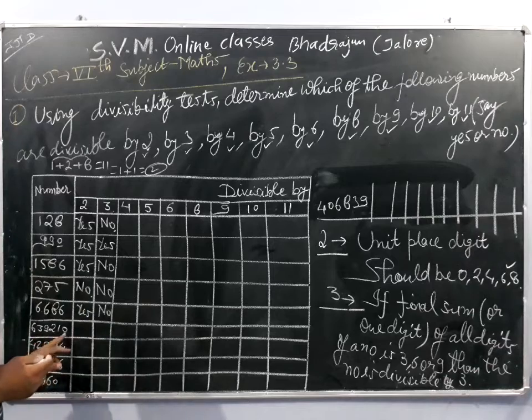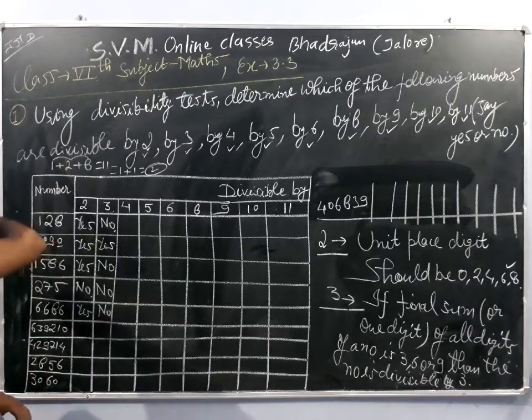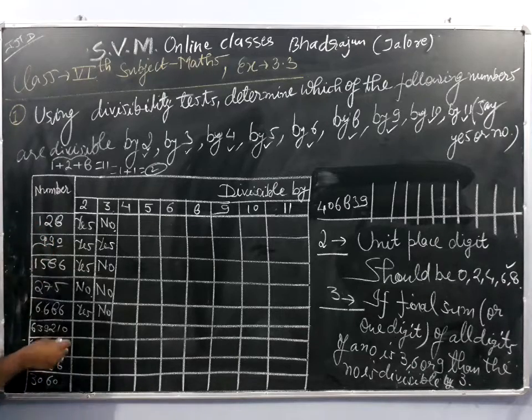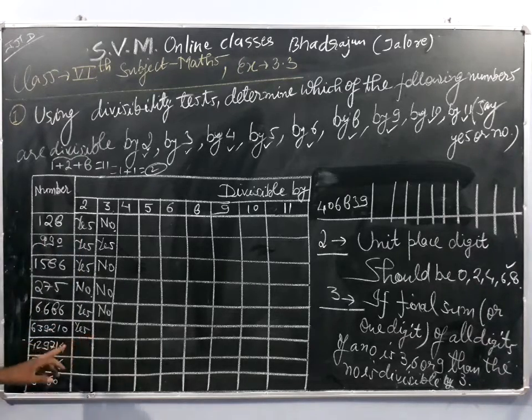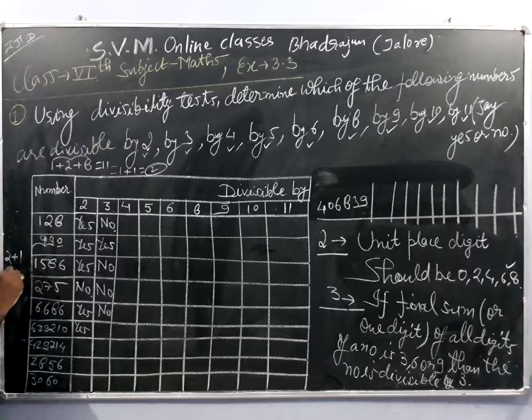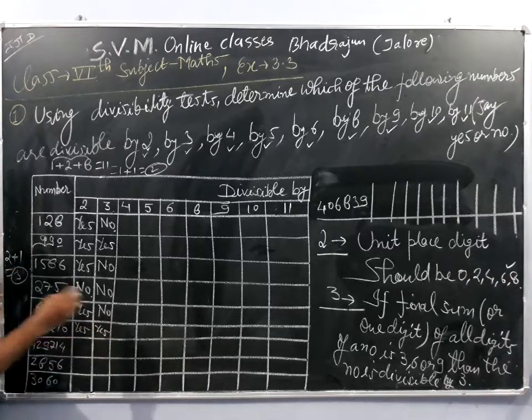Now let's move toward this next number, and here we are seeing our unit place digit is 0, hence the number is divisible by 2. So our response is yes. Now for 3 we will add all the digits. 6 plus 3 is 9, 9 plus 9 is 18, 18 plus 2 is 20, 20 plus 1 is 21, 21, 2 plus 1 is 3. Hence our number is divisible by 3. So our response is yes.